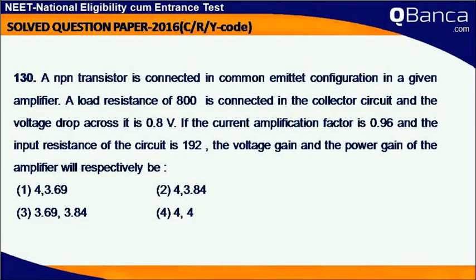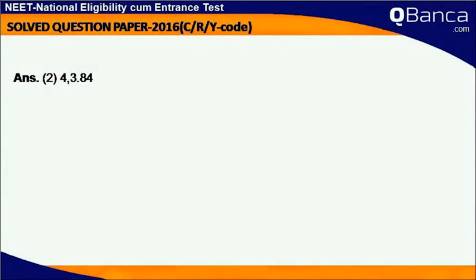An NPN transistor is connected in common emitter configuration in a given amplifier. A load resistance of 800 ohm is connected in the collector circuit and the voltage drop across it is 0.8 volt. If the current amplification factor is 0.96 and the input resistance of the circuit is 192 ohm, the voltage gain and the power gain of the amplifier will respectively be answer 4, 3.84.